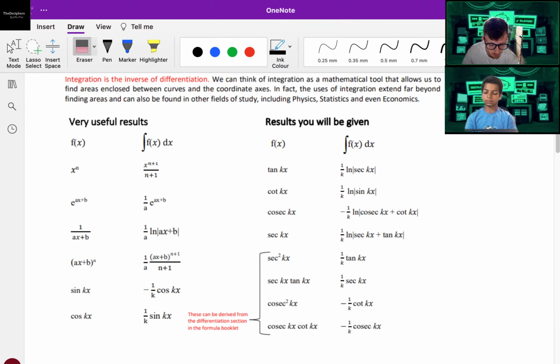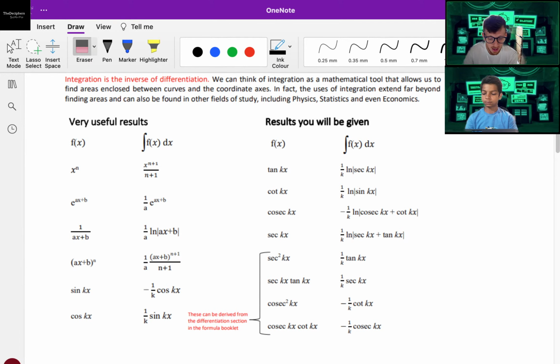1 over ax plus b, so if we integrate a fraction with an x on the denominator, that comes from an ln, because we know when we differentiate ln x, it differentiates to 1 over x, so similar sort of rule. So these two, the e to the ax plus b and this rule here, are a result from the reverse chain rule. So if we have 1 over ax plus b and we integrate that, we have 1 over a times ln of the denominator, ax plus b.